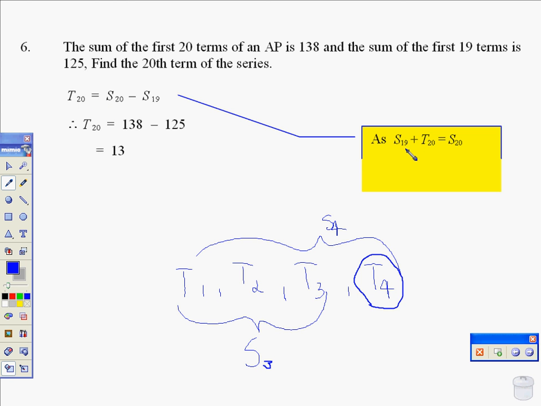The sum of the first 19 terms plus the 20th term is equal to the sum of the first 20 terms. So I can say the 20th term is the sum of the first 20 minus the sum of the first 19. We've got those values. The sum of the first 20 is 138. The sum of the first 19 is 125. So we can do that substitution. The 20th term must be 13. It is a little bit hard when we just read the question, but once we start putting in the numbers and understand the relationship between the 3 values there, then it works out okay.